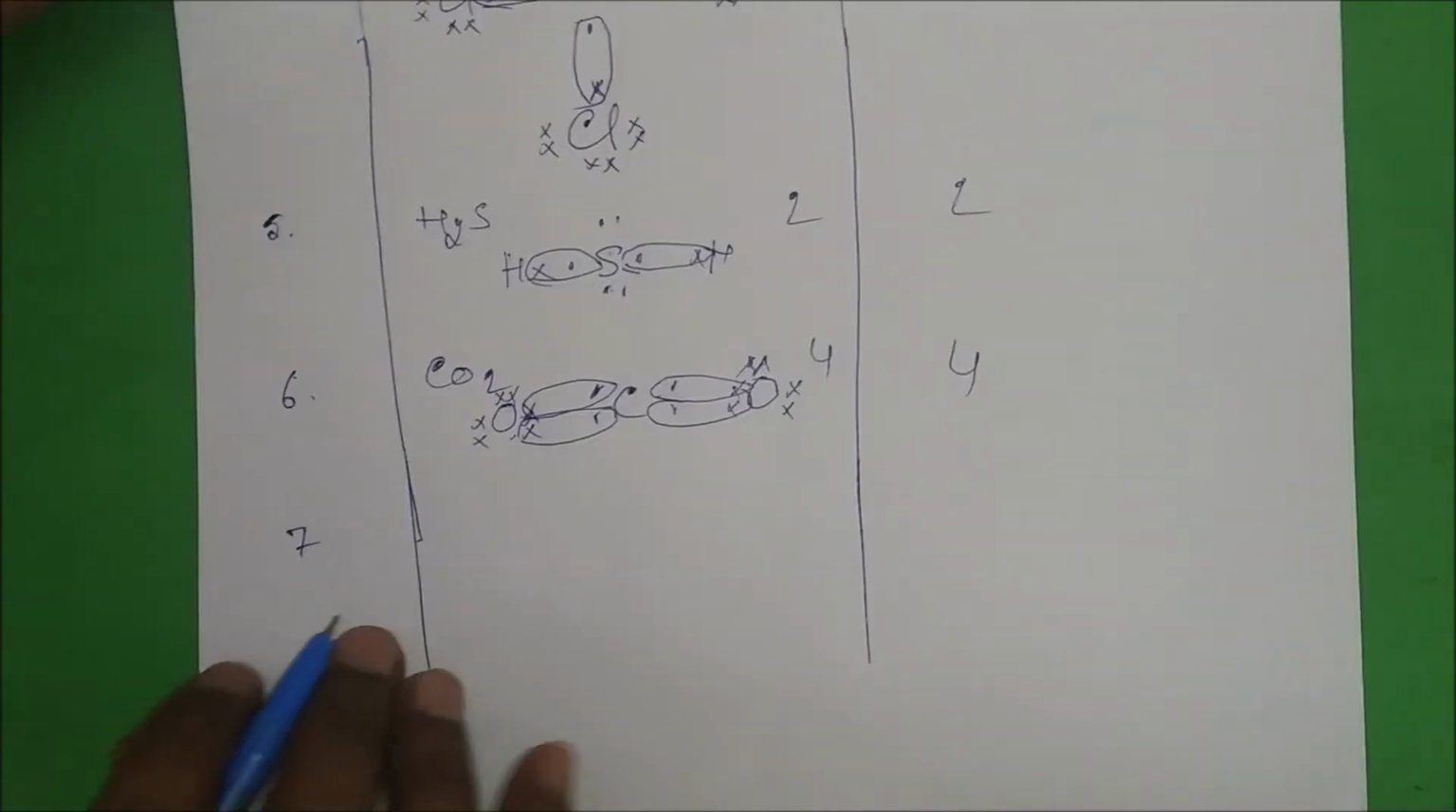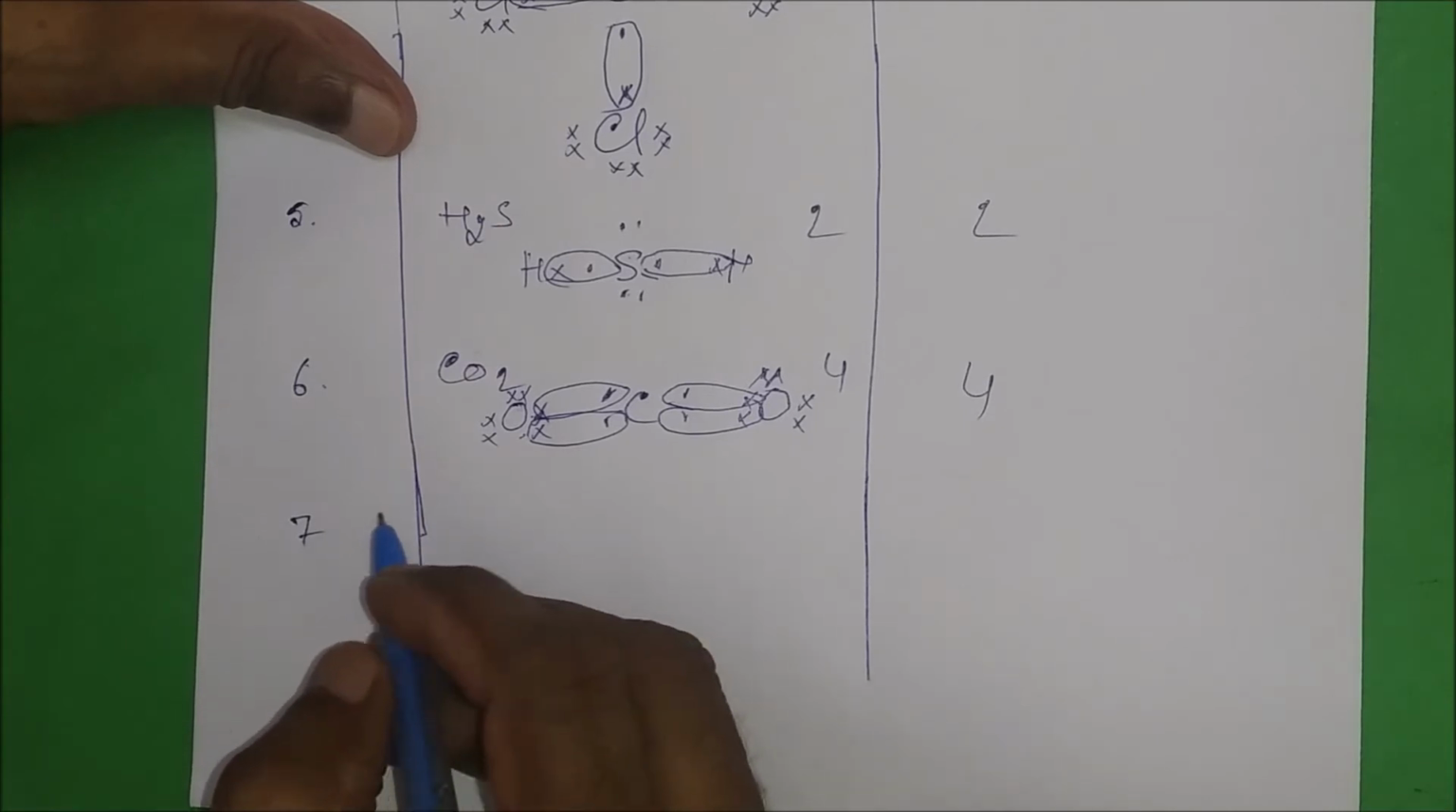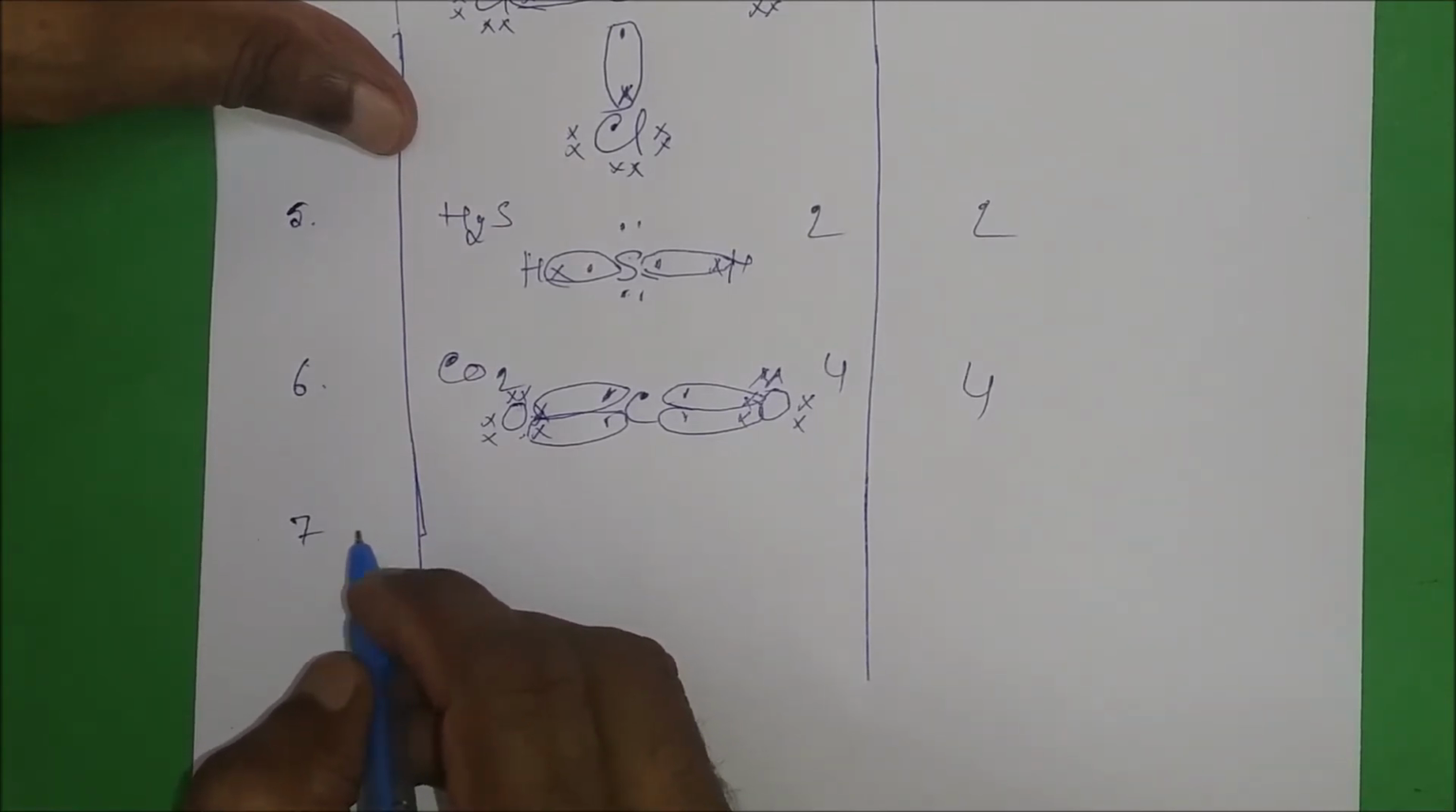Seventh one. See a little bigger one like that, that you could say, C2H6.